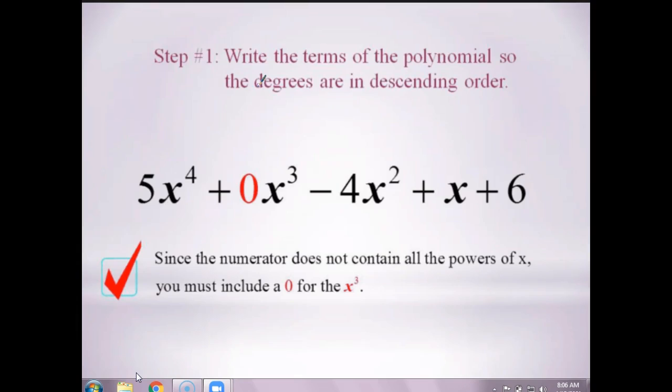So step 1 is always to make sure that you have a spot for every variable and that the degrees of the variable descend.